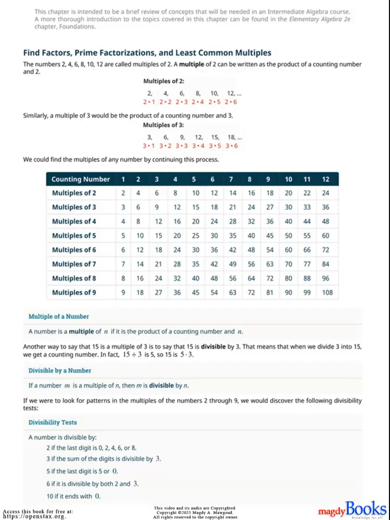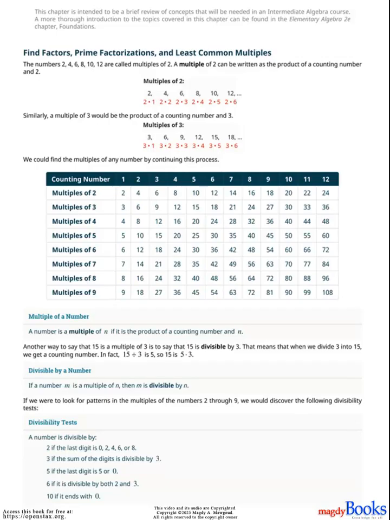Similarly, a multiple of 3 would be the product of a counting number and 3. Multiples of 3: 3 times 1 equals 3, 3 times 2 equals 6, 3 times 3 equals 9, 3 times 4 equals 12, 3 times 5 equals 15, 3 times 6 equals 18.